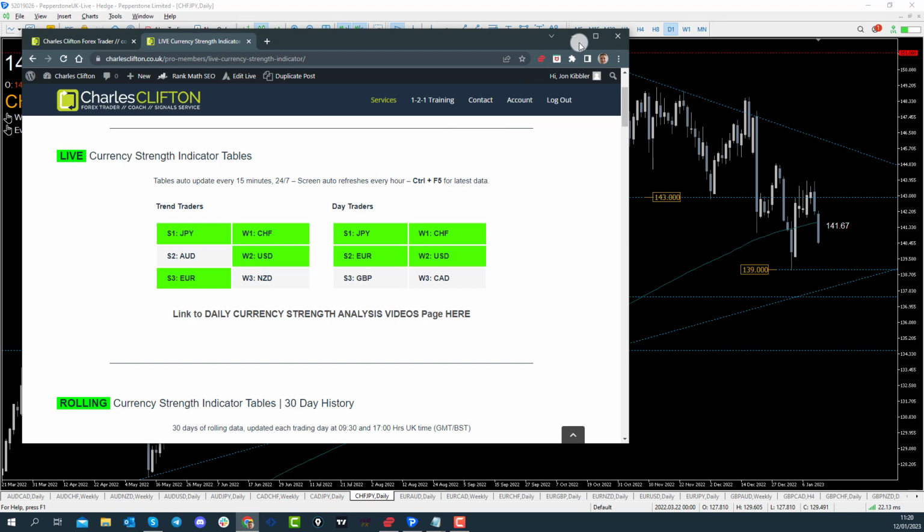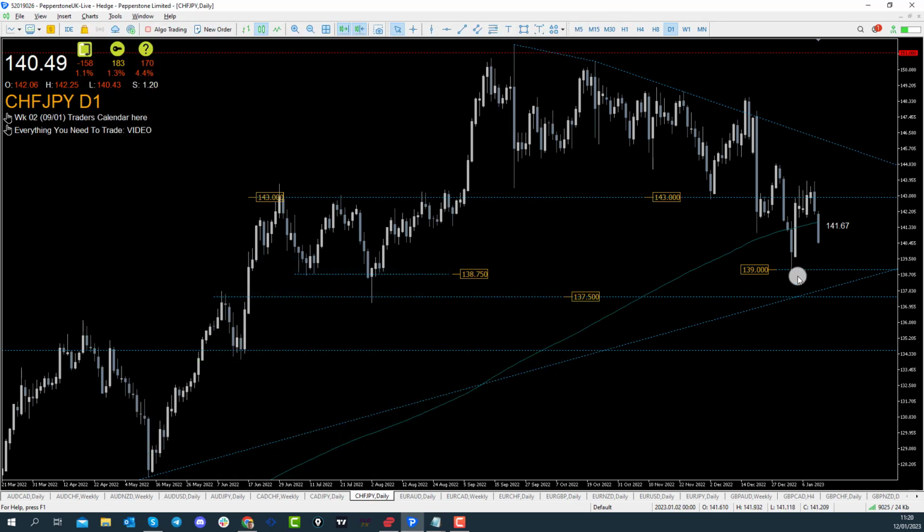So let's check out Swiss yen. This is where we want to be focusing some attention because that's where the momentum in the market is at the moment. So we want to be looking for opportunities to the downside according to the live currency strength indicator tables.